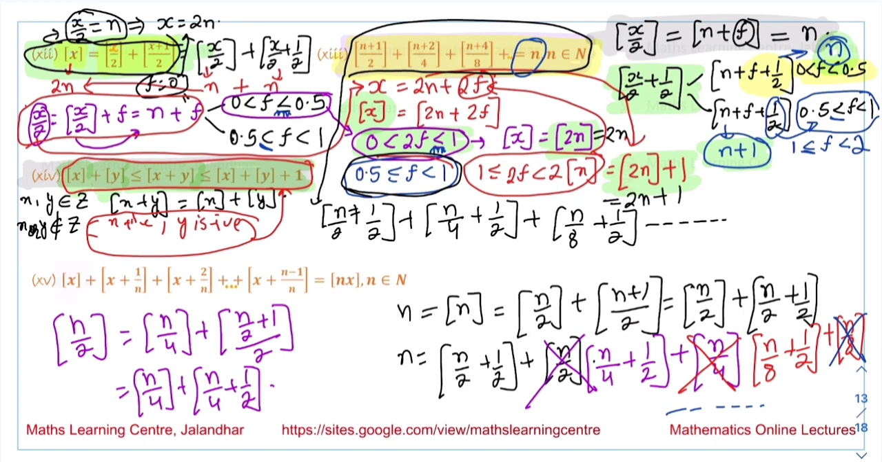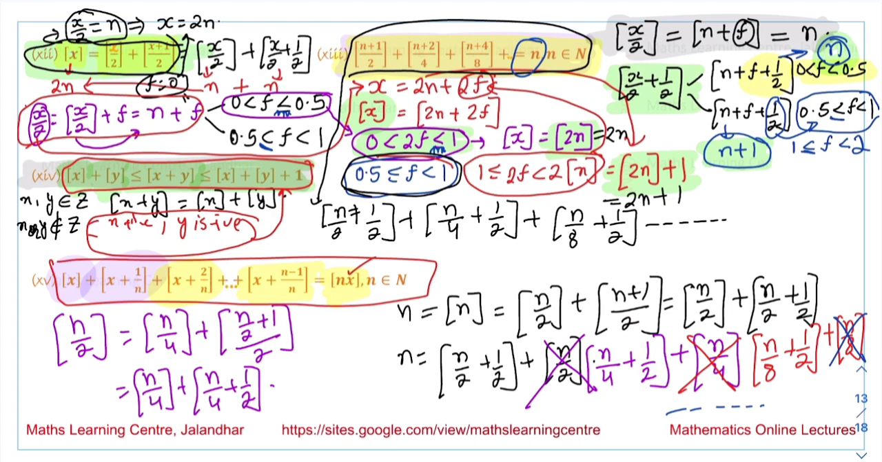Similarly, this result we have: the greatest integer of x plus the greatest integer of x plus 1 by n plus the greatest integer of x plus 2 by n, and so on up to the greatest integer of x plus n minus 1 by n, is equal to nx. And you can prove this result by using the principle of mathematical induction that we will study in our next chapters. This result you should remember, and we are going to prove this result in our next chapter.